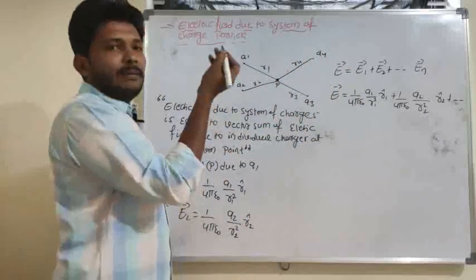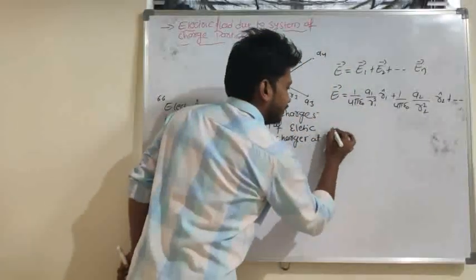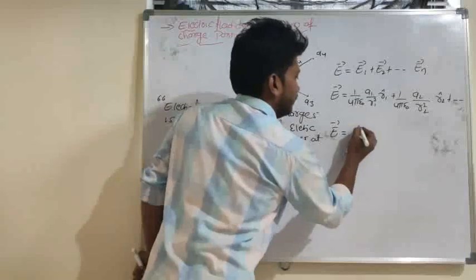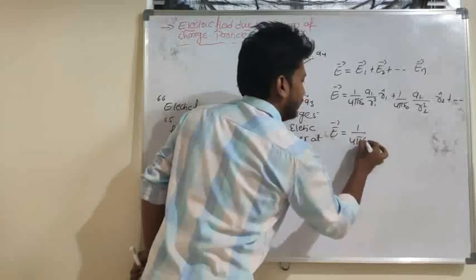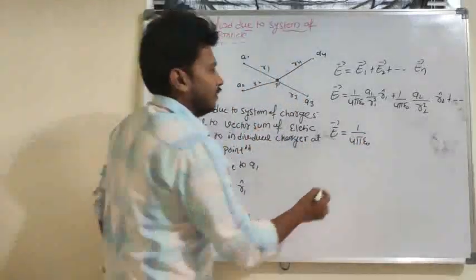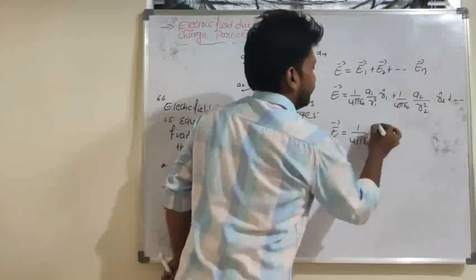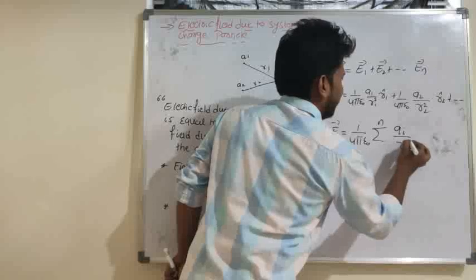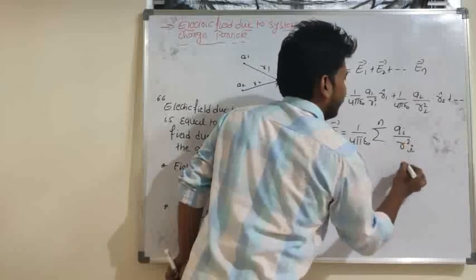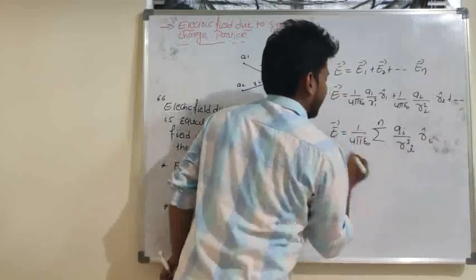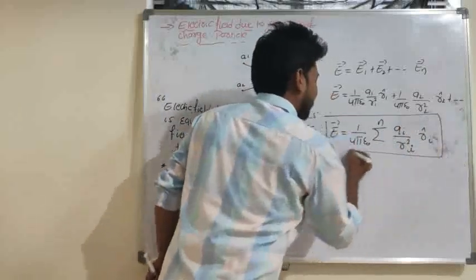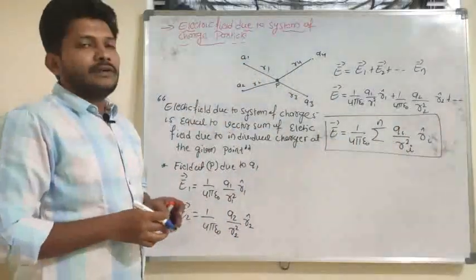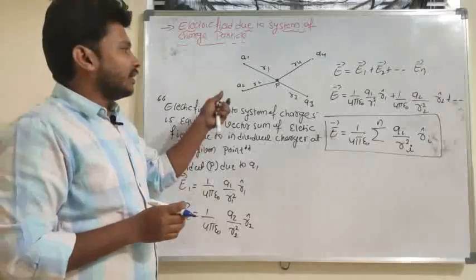So if n number of charges are present, in general the electric field is equal to 1 by 4 pi epsilon naught, summation over i, of Qi divided by ri square, into ri cap. So this is the required equation for the electric field due to a system of charged particles.